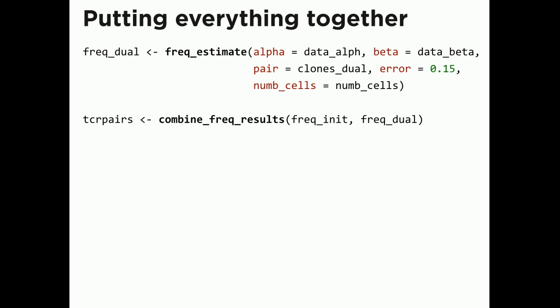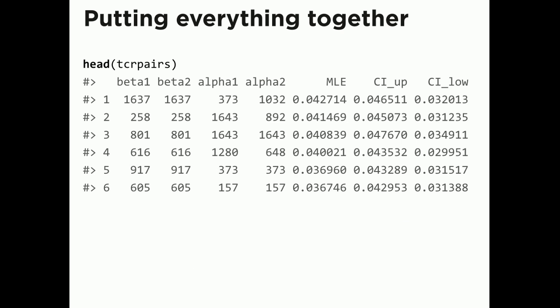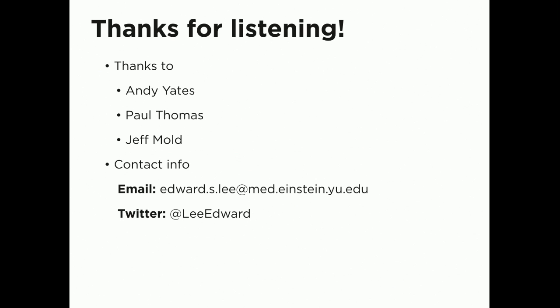And then finally, putting everything together, we do frequency estimation on those dual T cell receptors, combine them together, and then we have a final list of our candidate T cell receptor pairs and their associated frequencies. This is what you would give to an immunologist that's interested in this question. Yep, so that's the end.